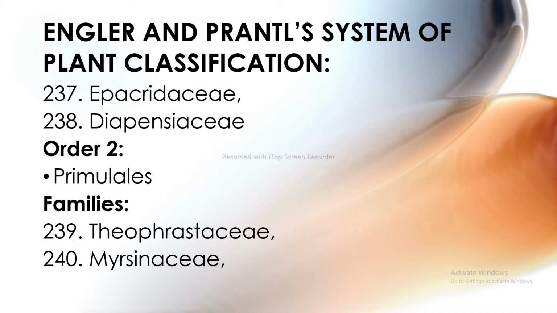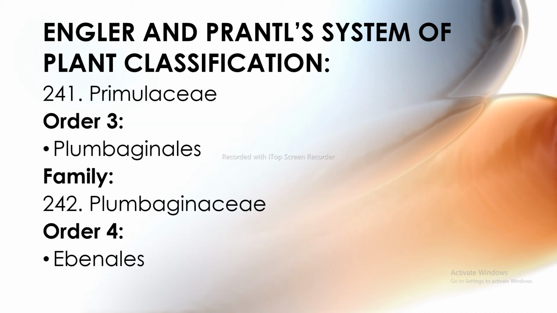Order 2 is Primulales. Includes the family Theophrastaceae, Myrsinaceae, Primulaceae. Order 3 is Plumbaginales. Includes the family Plumbaginaceae. Order 4 is Ebenales.